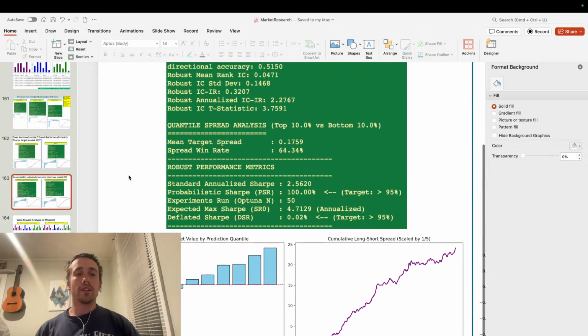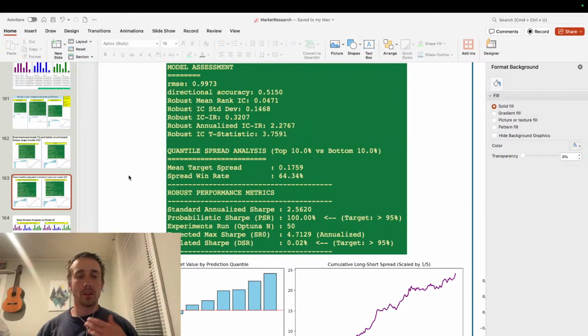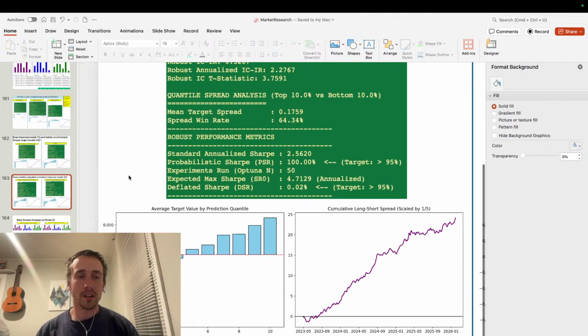So I'm confident that this is a really good model. All the metrics are performing really well. There's no data leakage, no survivorship bias, none of the common pitfalls of stock market models.